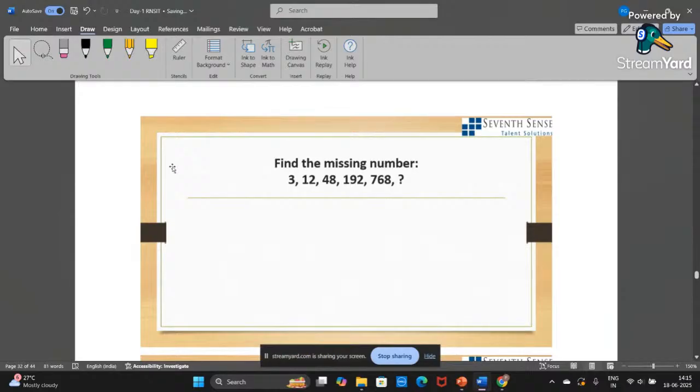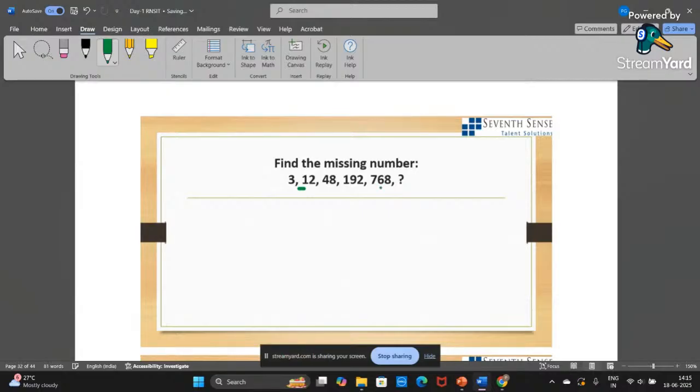Next. 3, 12, 48, 192. So this is also very simple. What is the difference here? With which number have they multiplied? 3 fours are 12. Okay, 12 fours are 48. Yes, 48 fours are 192. 192 fours are 768. It may be 768.